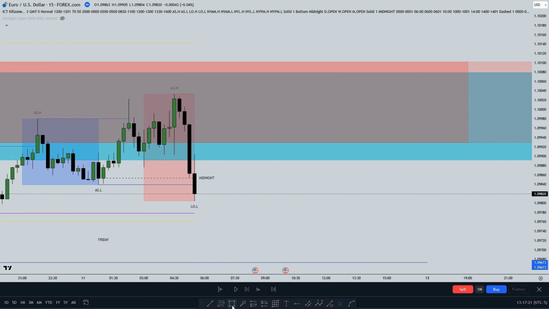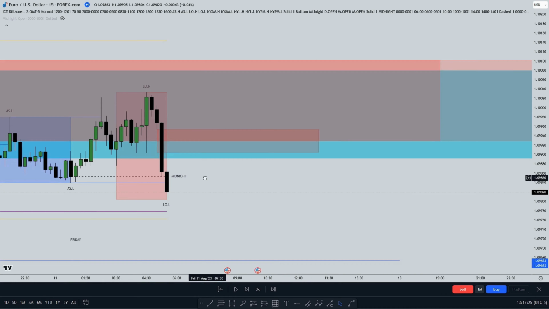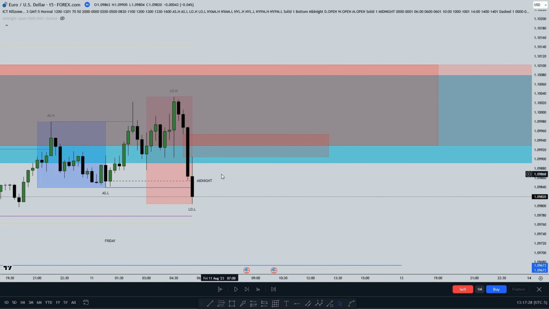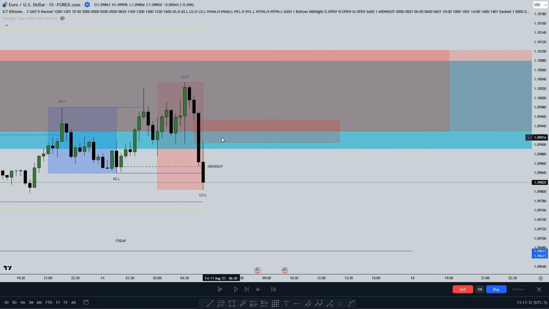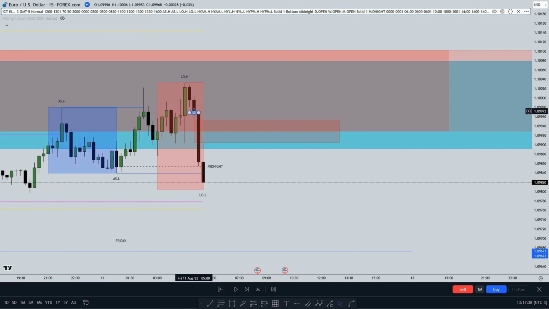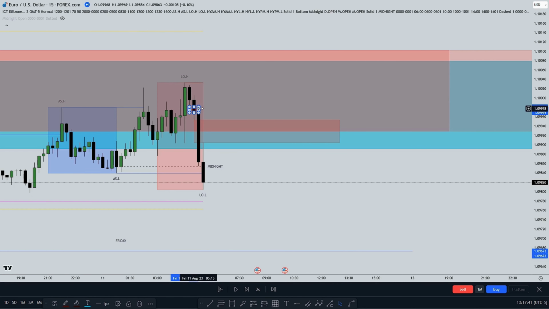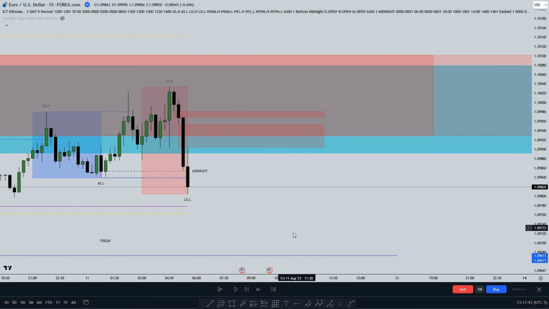So right here we form a fair value gap, and right now I mostly look for either a retracement when we take out these highs, or a retracement when we touch this fair value gap or this fair value gap right here. So let's see what happens.